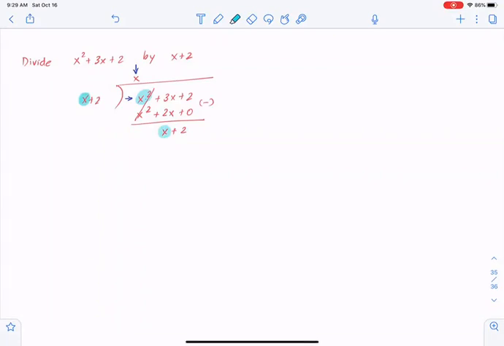We stop if the degree of the remainder goes below the degree of the divisor. Well, I need to get an x, so the only way to get that in the quotient is to add 1. So x times 1, x, 2 times 1, 2. We always subtract. The answer is 0. So x squared plus 3x plus 2 is equal to x plus 1 times x plus 2. It is fully factorable.